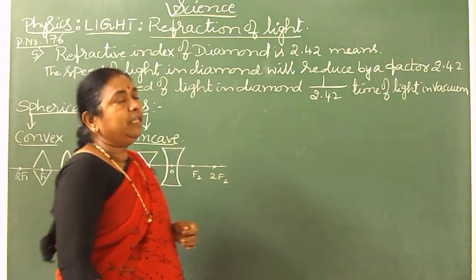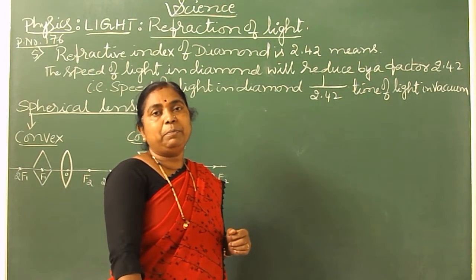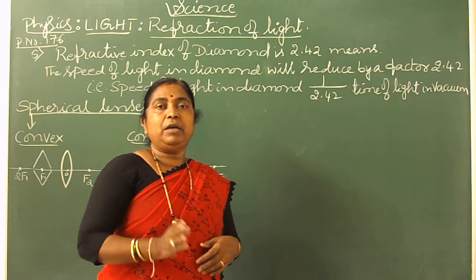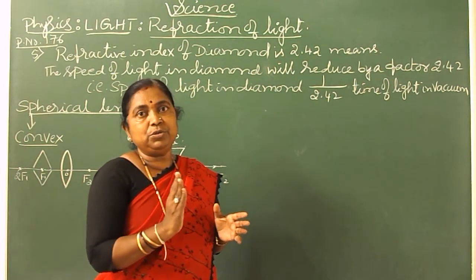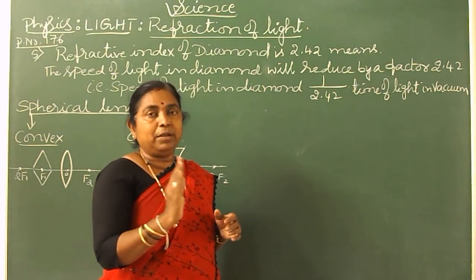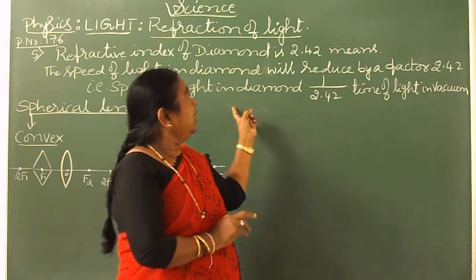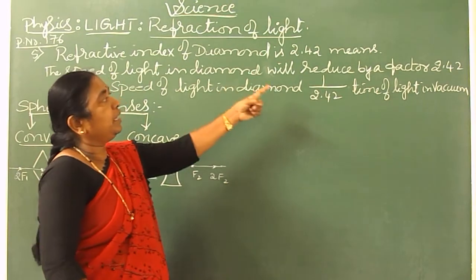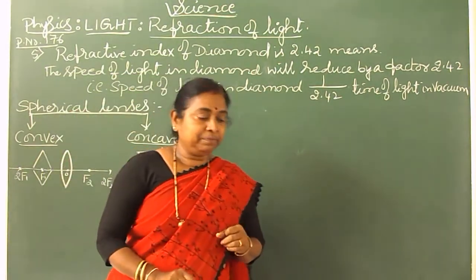Similarly, if they ask what is the meaning of the refractive index of water, 1.33, then you can say it is a comparison with the speed of light in air, which is 1.0003, whereas in water it is 1.33, because water is denser than air. Like that, diamond is denser than air. For that reason, the value given is 2.42. I hope it is clear.